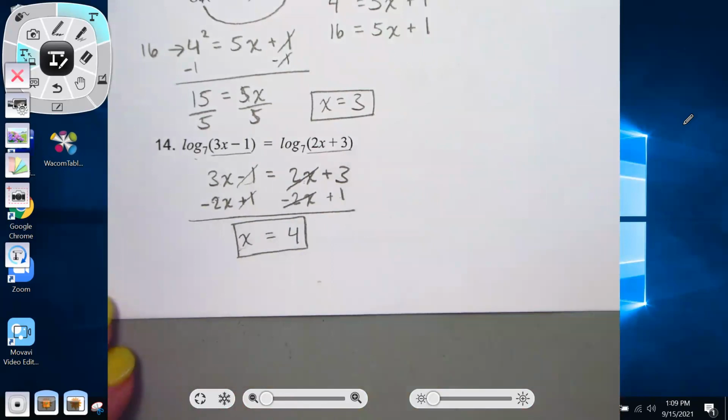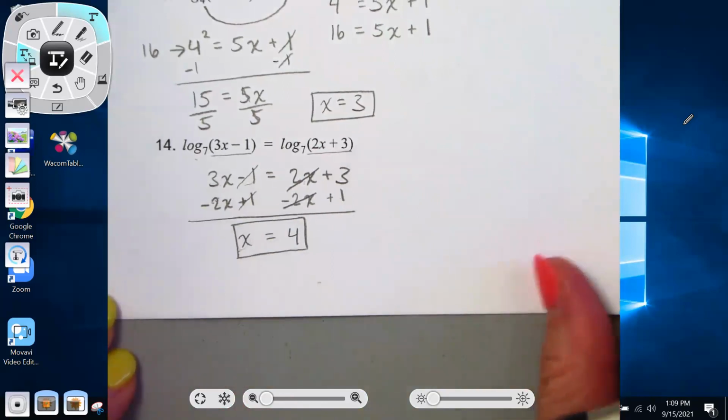Okay, again, we don't have to check on this one because we only got one answer for x. Next page.